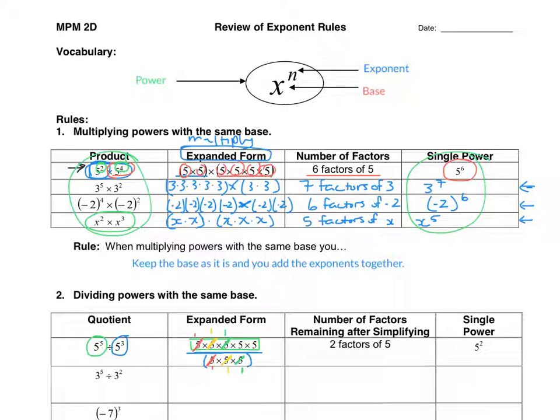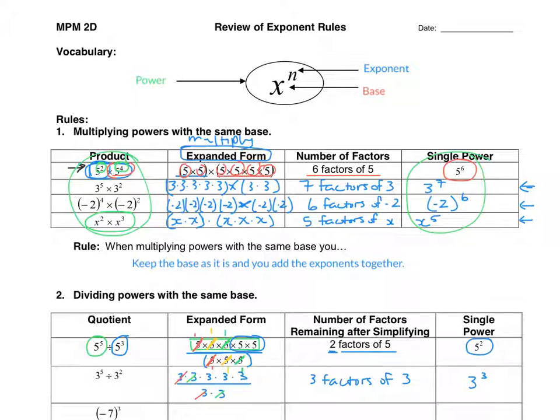And then in the end, we're left with these 2 factors of 5. So I've written here 2 factors of 5. So that gives us, as a single power, 5 to the exponent of 2. So you can go through the remaining examples there, and then you can check your work.